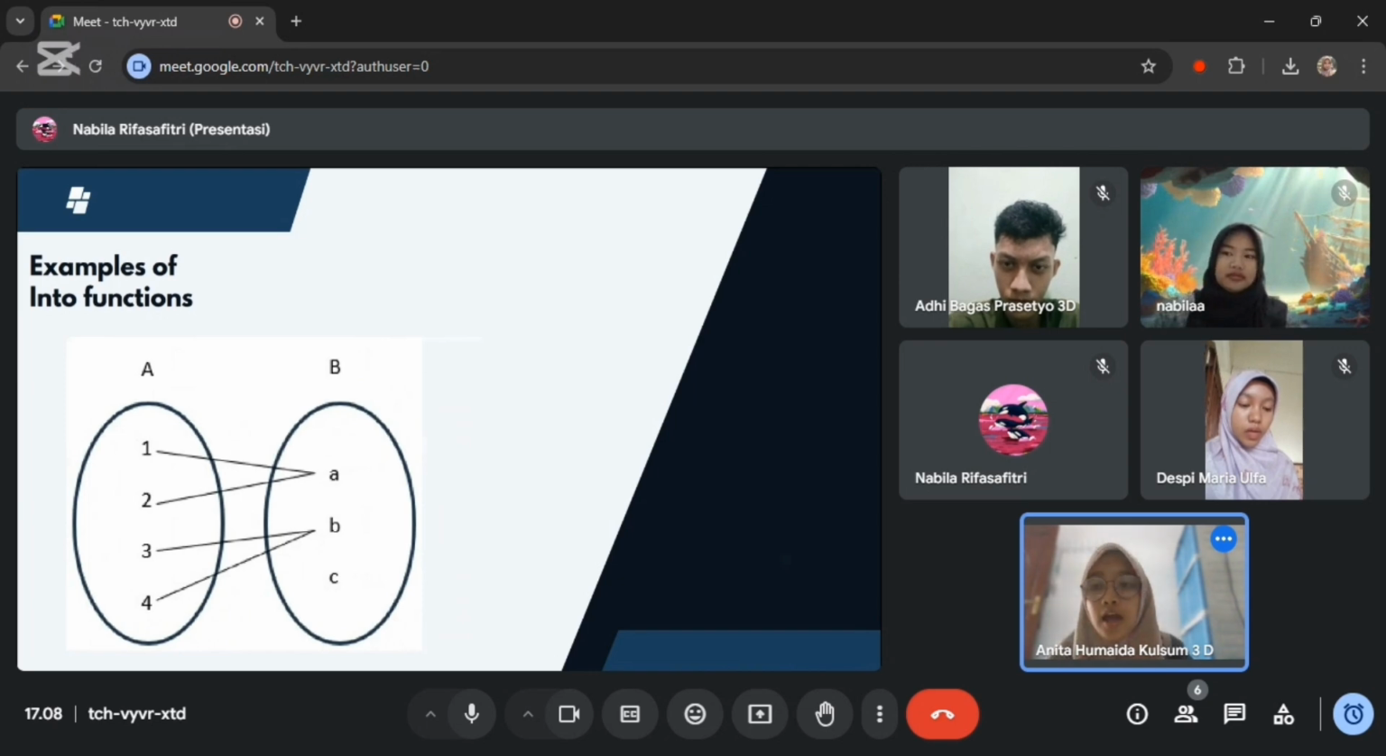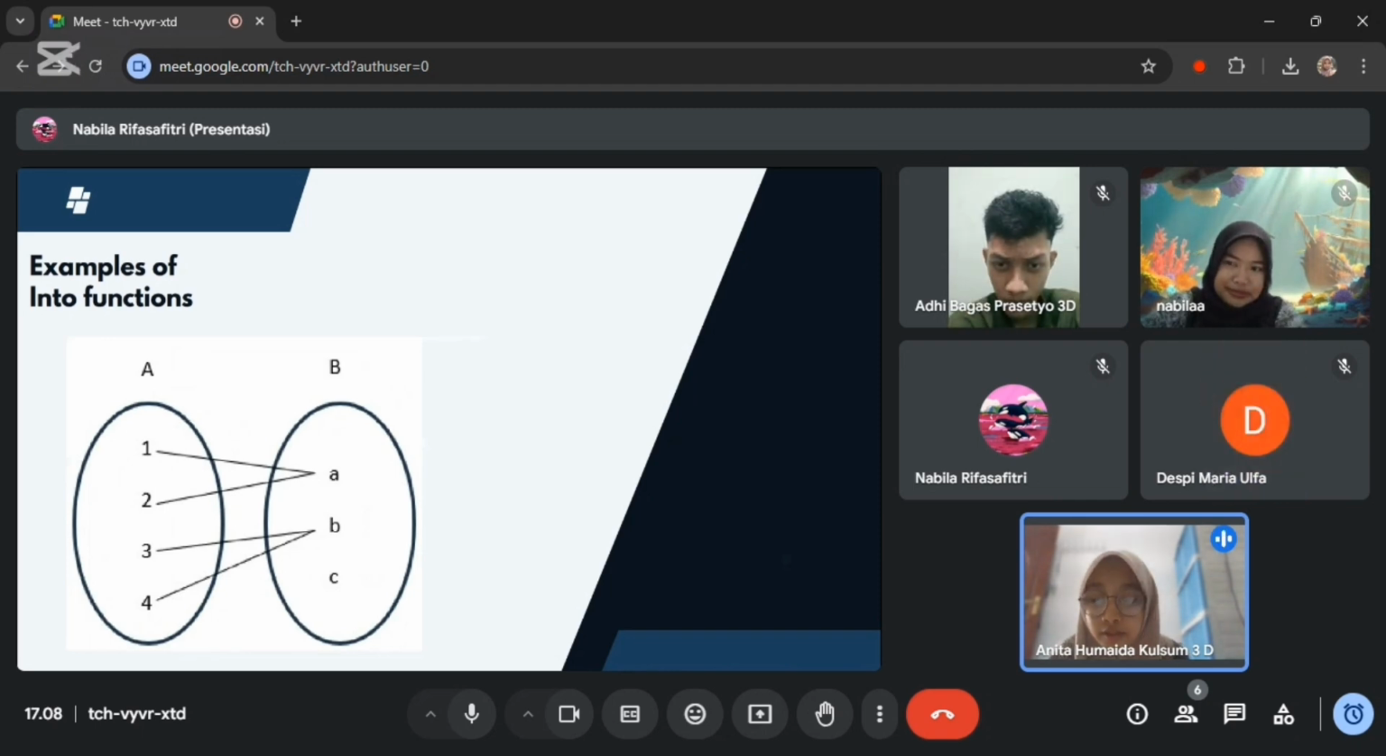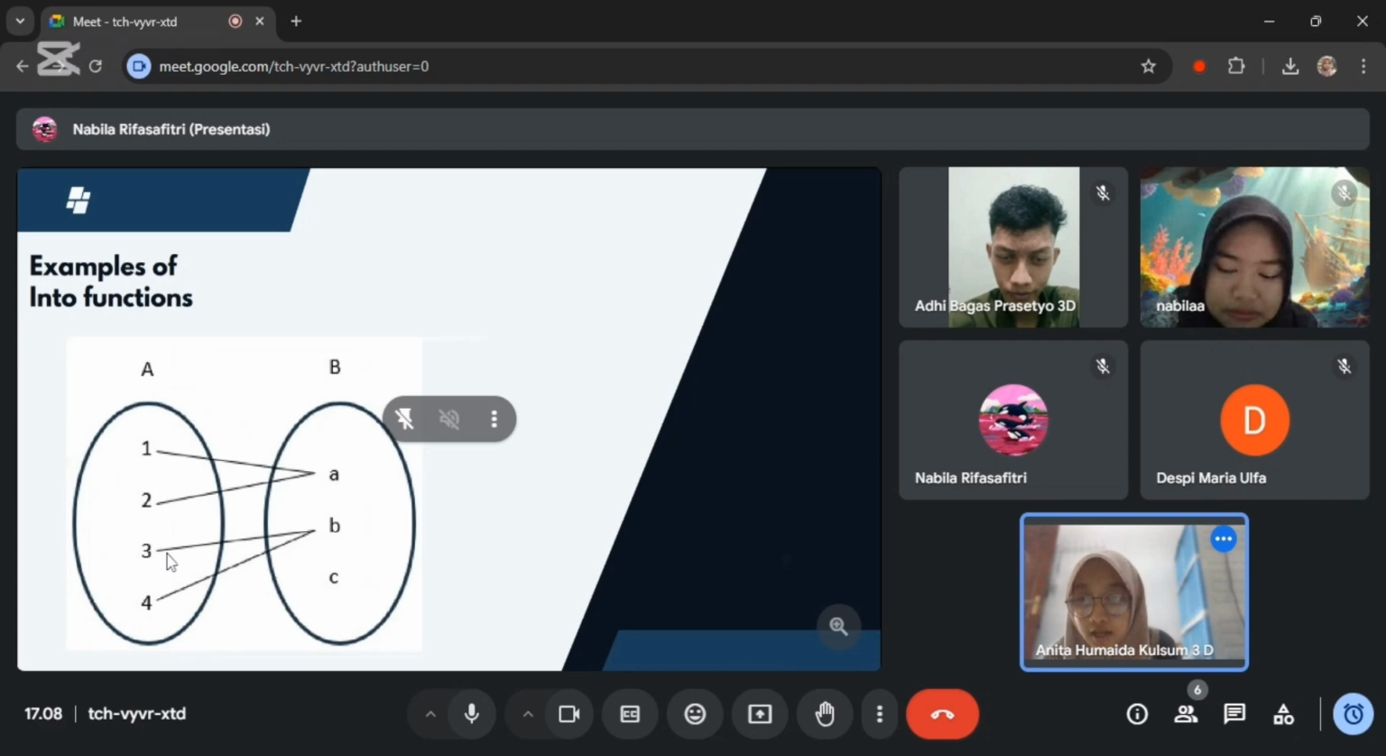Next, example of into function. This is an image of into function. In the codomain there is an element that does not have a corresponding element in the domain: 1 and 2 pair with A, and 3 and 4 with B, and C has no pair in the domain.